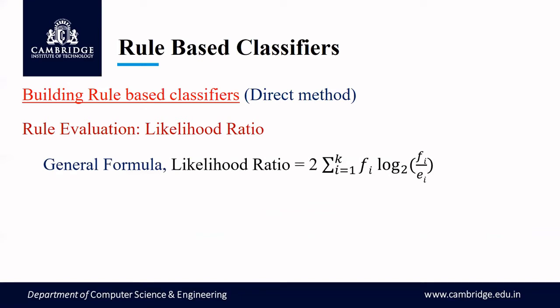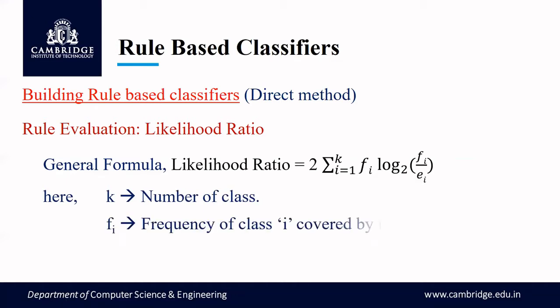The formula to find the likelihood ratio is 2 into summation of i equals 1 to k, fi into log base 2 of fi by ei. What each term tells here is: k is the number of classes, fi is the frequency of class i covered by the rule, and ei is the expected frequency. You can take a snapshot of this.